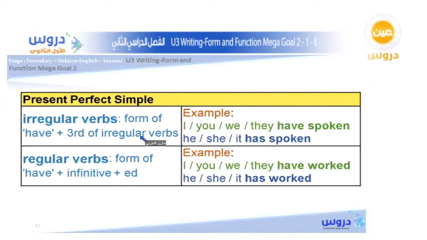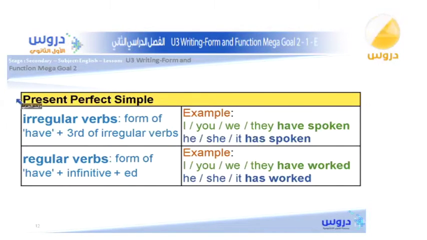And now more explaining about the present perfect simple. With irregular verbs, the present perfect simple sentence form is like this: the form of have, whether has or have, and then the third form of the verb. For example, as you can see here, I or you or we or they, and then have, this is the form of have.